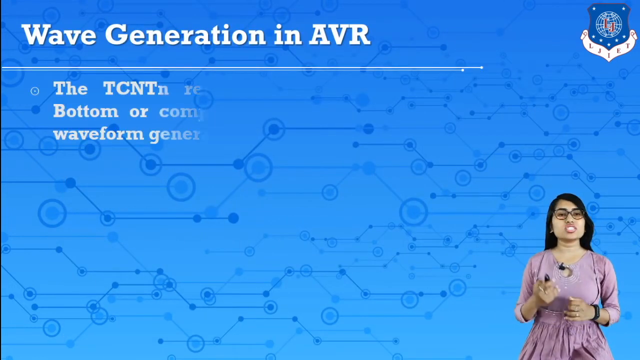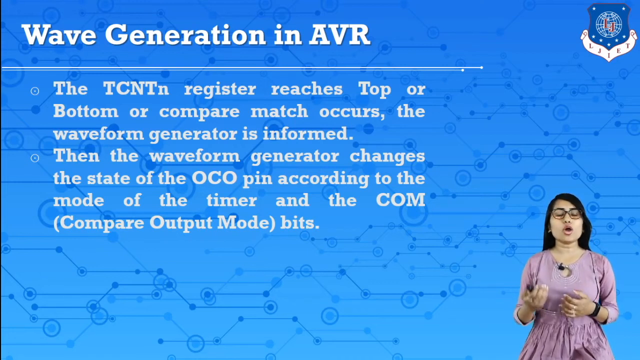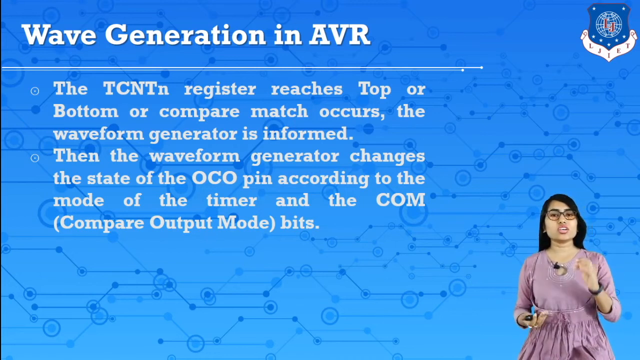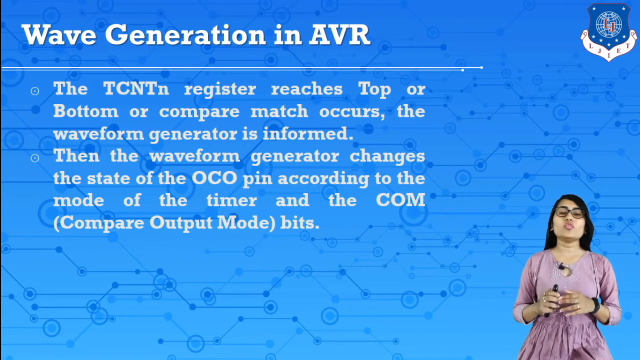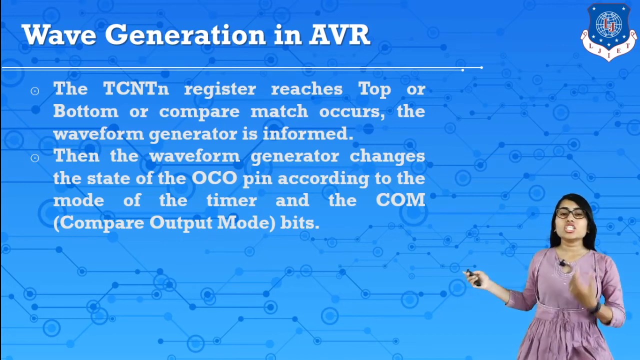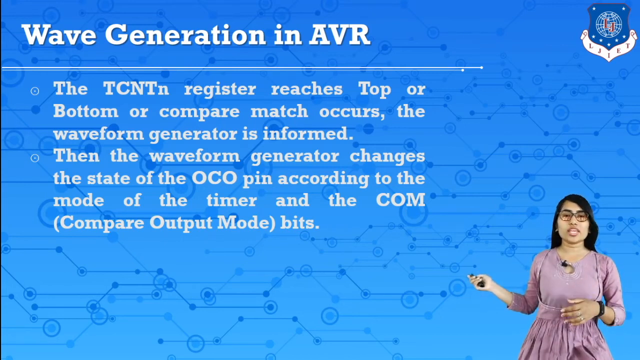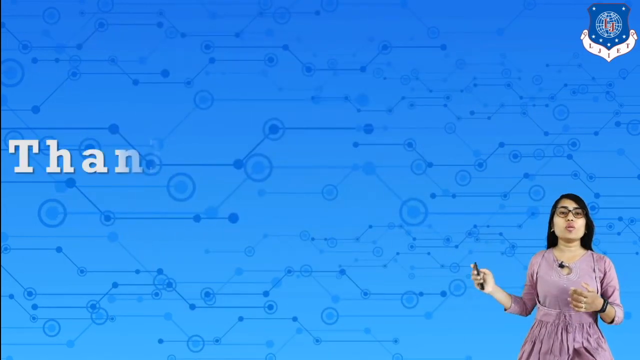In wave generation in AVR, when the TCNT register reaches top or bottom or a compare match occurs, the waveform generator is informed. Then the waveform generator changes the state of the OC0 pin according to the mode of the timer and the COM compare output match bits. So this is how wave generation can be performed in AVR.